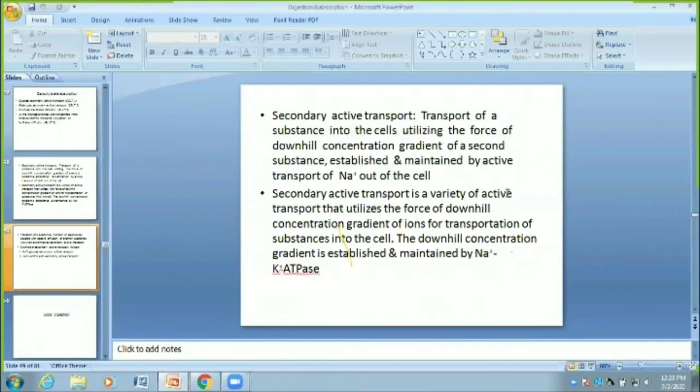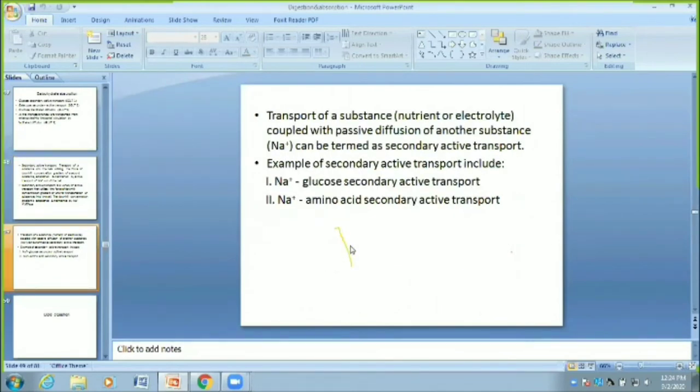Or you can tell this definition: transport of substances into the cells utilizing the force of downhill concentration gradient of a second substance, established and maintained by active transport of sodium out of the cells. That is a good definition. Okay, another definition. We will not waste much time on this, but try to understand. If you can remember, that is good for understanding the explanation.